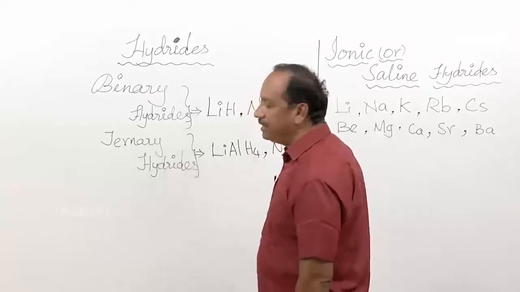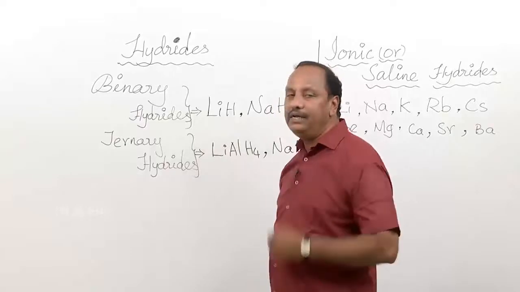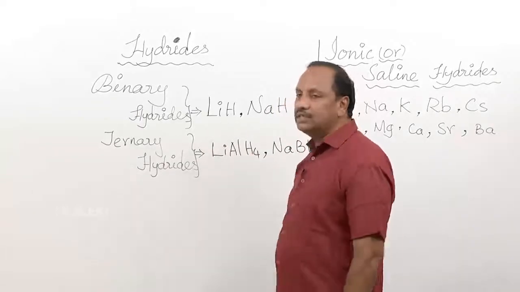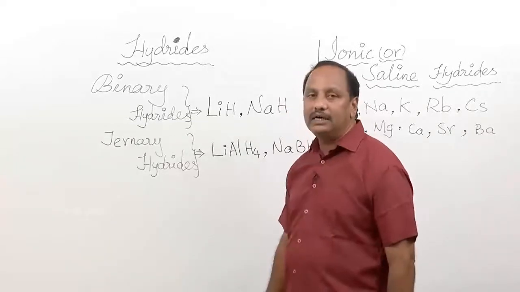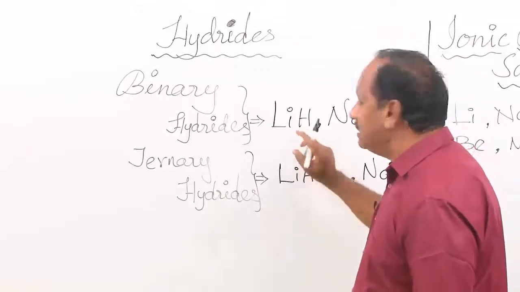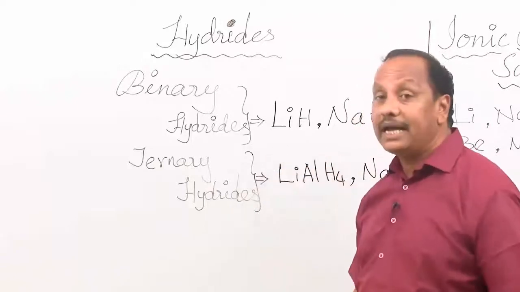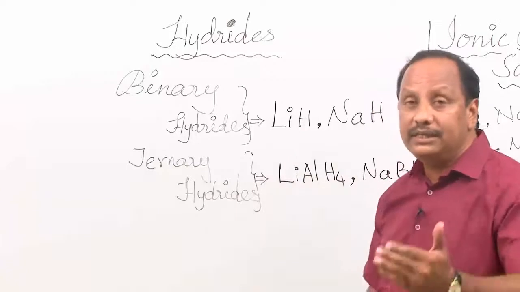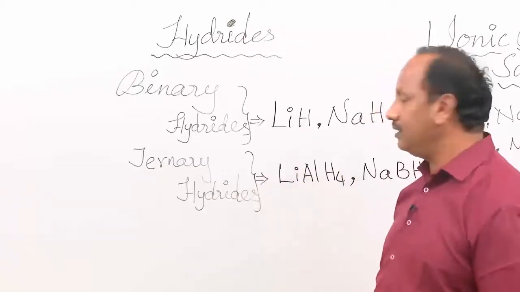What are binary hydrides? In these hydrides, hydrogen combines with a highly electropositive element to form the hydride. What are the examples for electropositive elements? Alkali metals and alkaline earth metals. In the binary hydrides, the hydrogen exists as H minus ion and the metal exists as a cation. For example, in lithium hydride, lithium exists as Li plus ion and hydrogen exists as H minus ion.